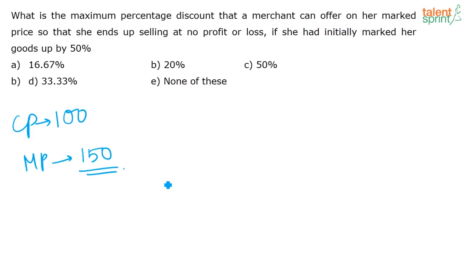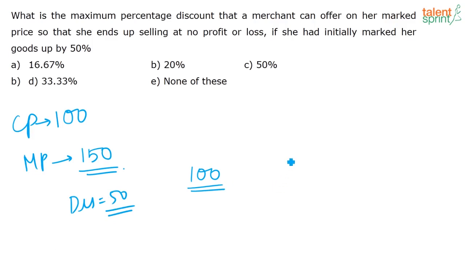See, the actual cost of the article is 100 rupees and he has marked it up to 150 rupees. Now if he is giving a discount of 50 rupees, what will be his selling price? His selling price will again come back to 100 and he will have no profit or no loss. Now they are asking you for the maximum discount percentage. So the maximum discount that he can give is 50.